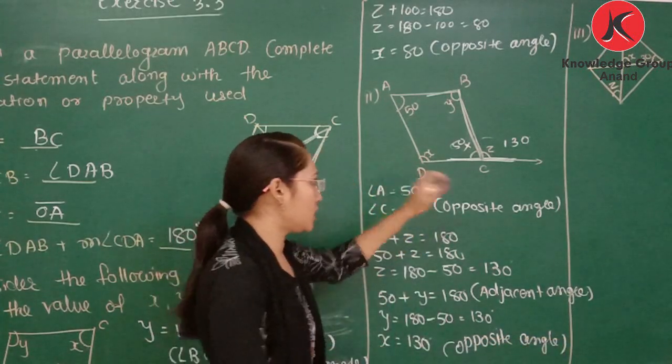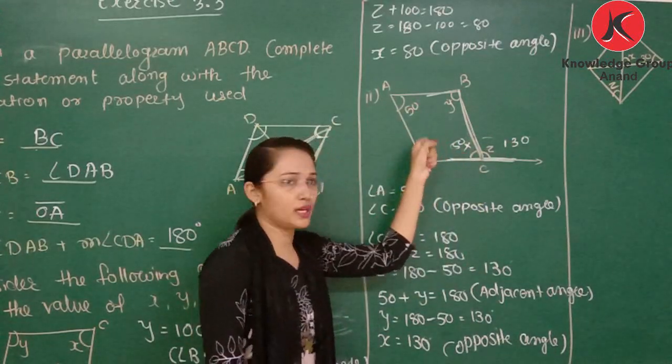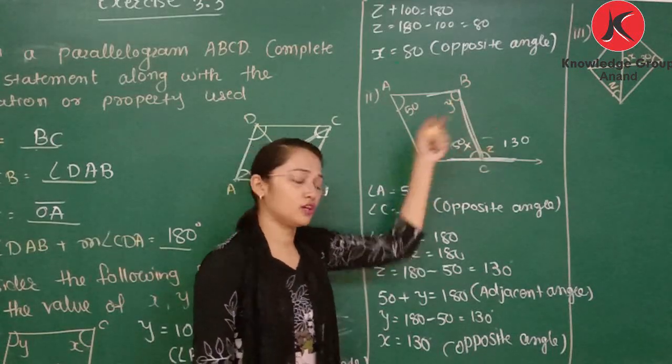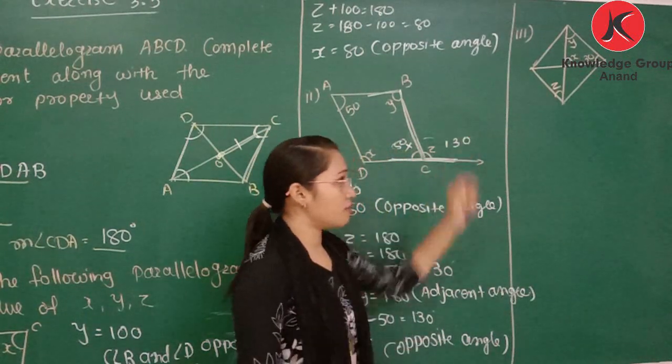It is not necessary that because I found z first here, you also have to find z first. You can apply this property: 50 plus x is 180, then you find y and then find z, that also works. Clear? Next figure is given like this.